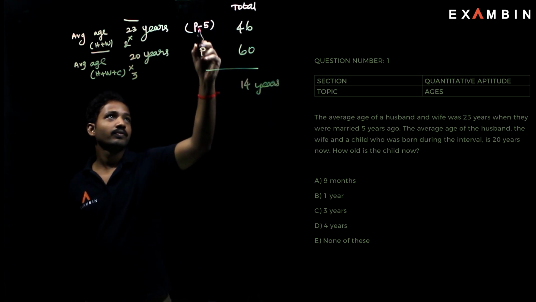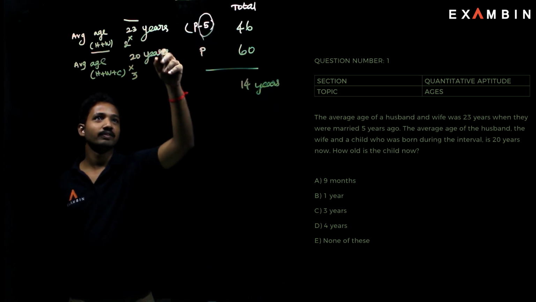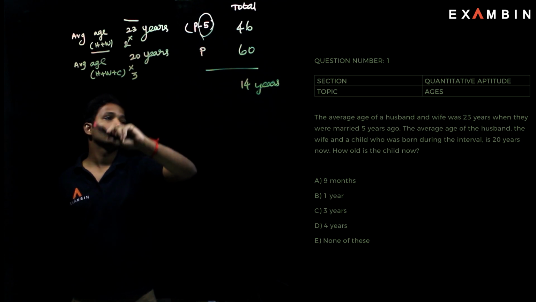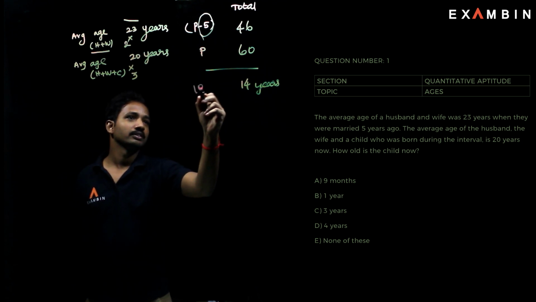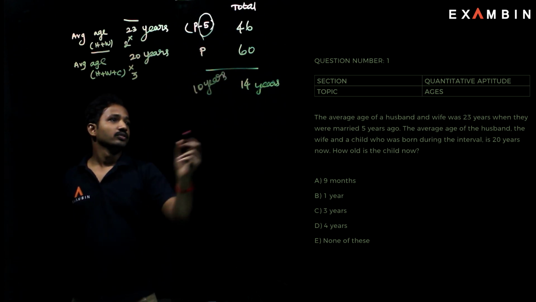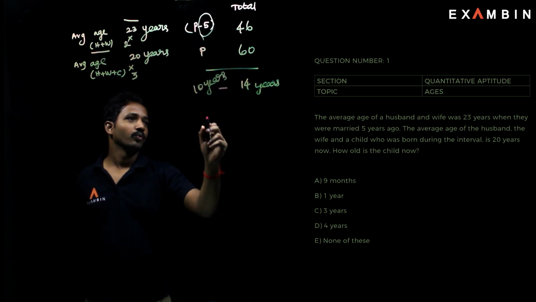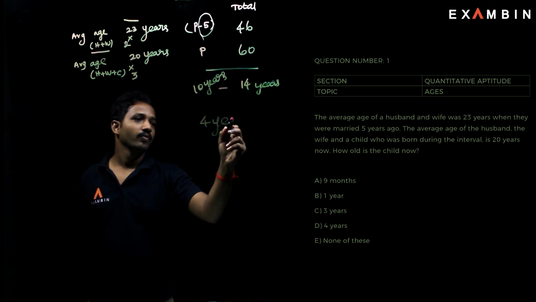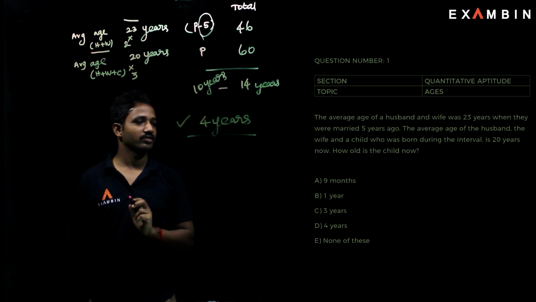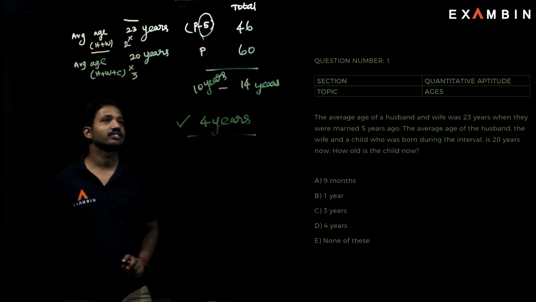So we know that 5 years have gone past in between the period. So the husband and wife's ages together will grow by 10 years. Right? So the difference between 14 years and 10 years is 4 years. 4 years is the right answer. Option D, 4 years is the right answer.